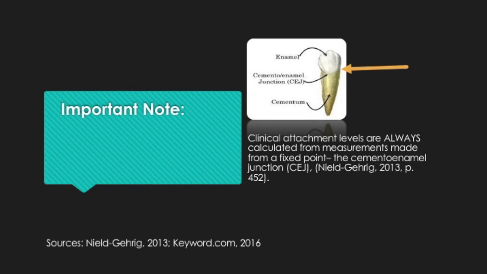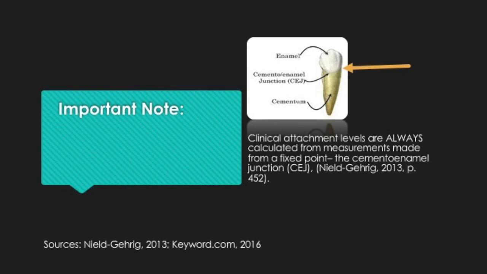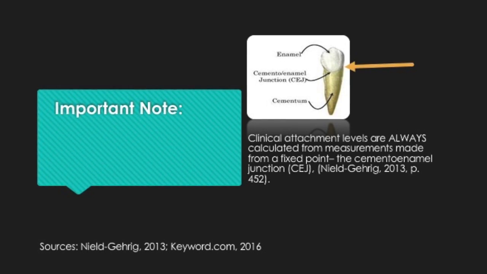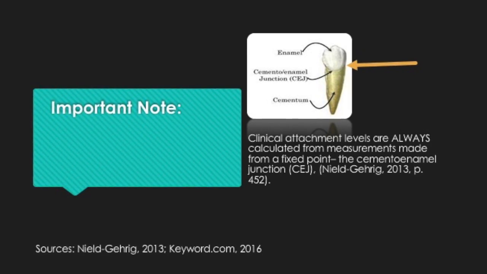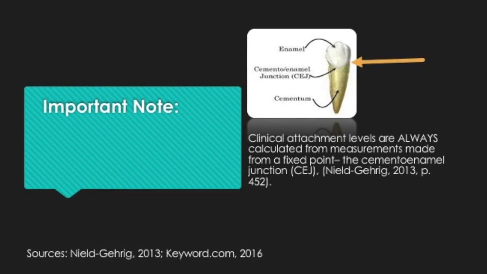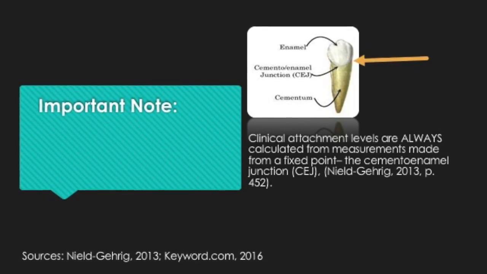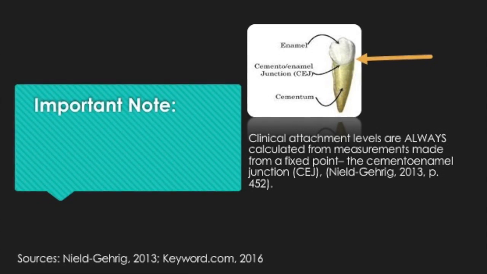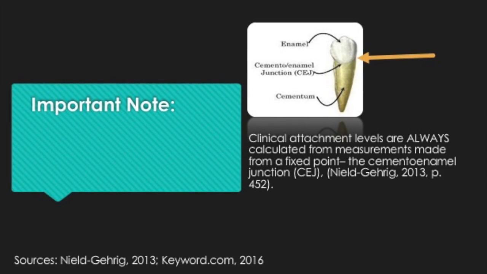So a very important thing to note here is that clinical attachment levels are always calculated from measurements made from a fixed point, the cement to enamel junction, or CEJ. And as you can see, I've notated on this image an arrow that marks the CEJ, and this is where the enamel and the cementum of a tooth meet.